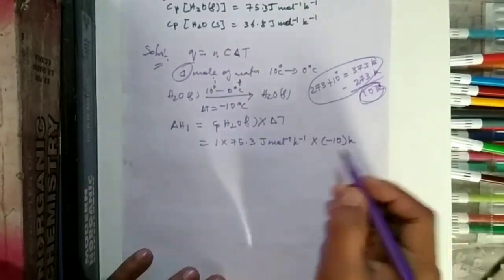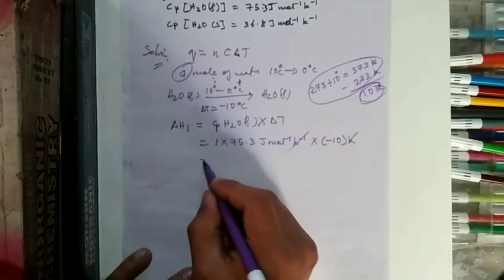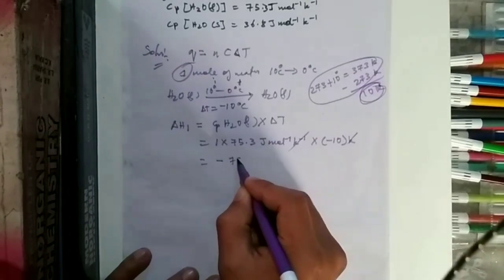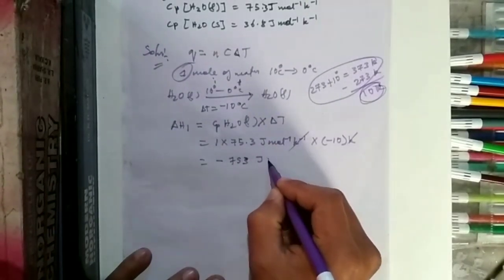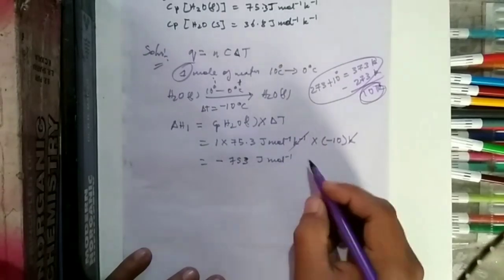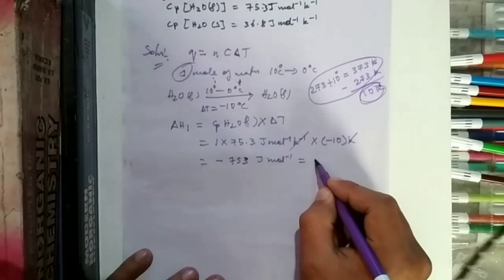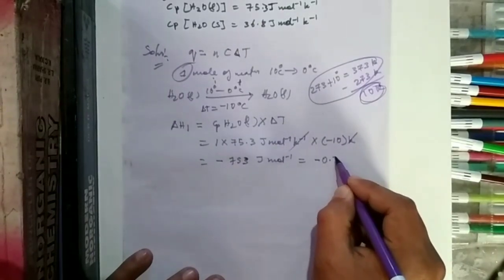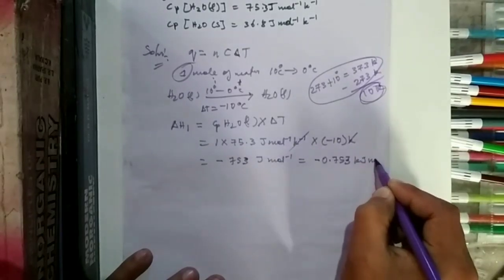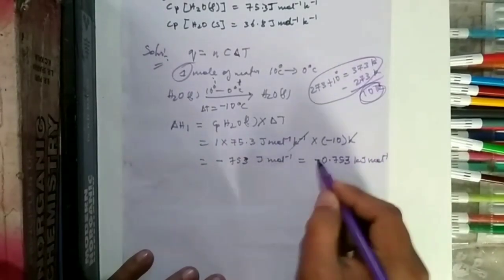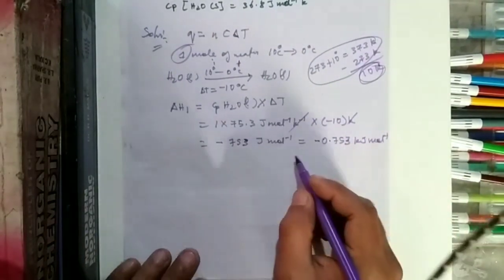Now Kelvin we just cancel, and what we will get is minus 753 joule per mole. Okay, so let's convert it into kilojoule. So this will become minus 0.753 kilojoule per mole. We are dividing it by 1000 and bringing the kilo in also.